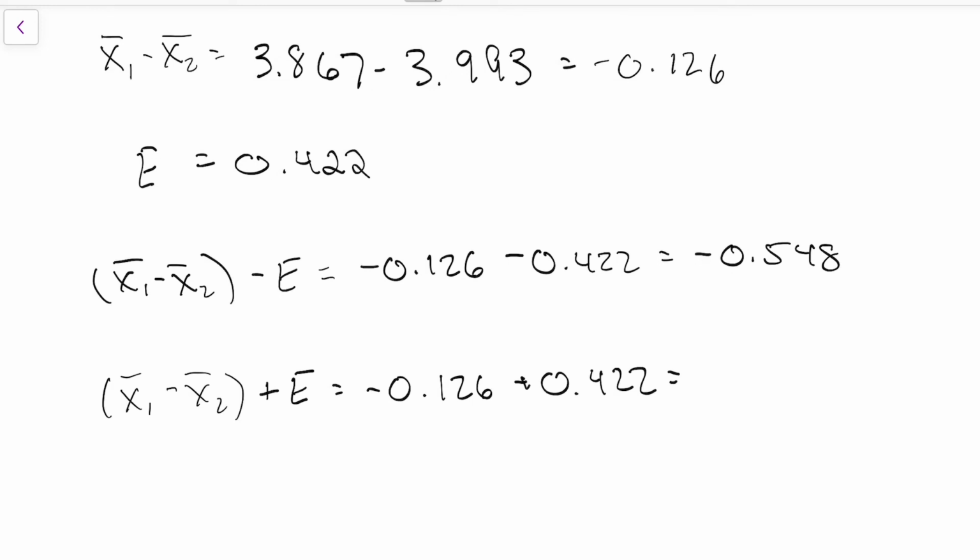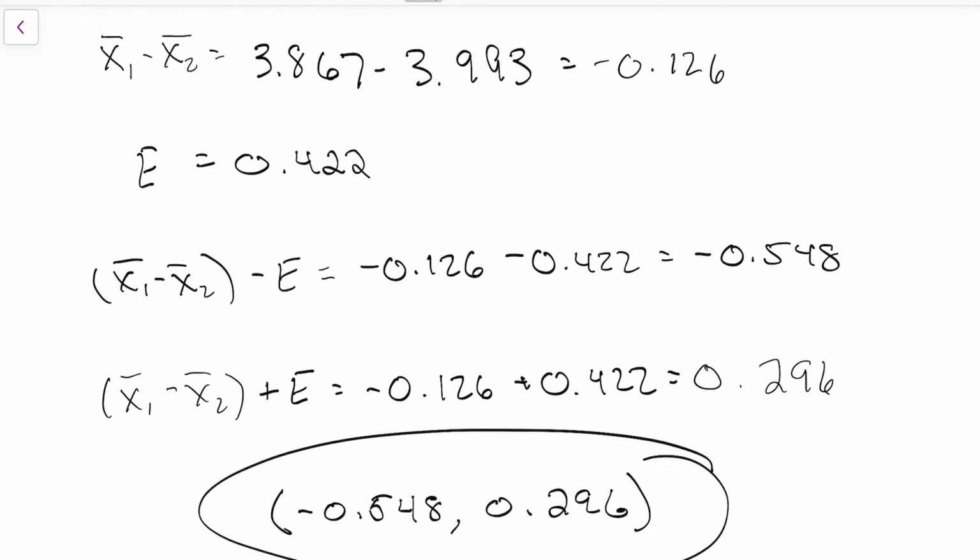If I look to compute the upper bound for my confidence interval, I'll take the difference between my two sample means and add the margin of error. And if I do that, I'll get 0.296. Thus, my confidence interval will have a lower bound of negative 0.548 and an upper bound of 0.296. That is our 95% confidence interval built around the difference between these two sample means.